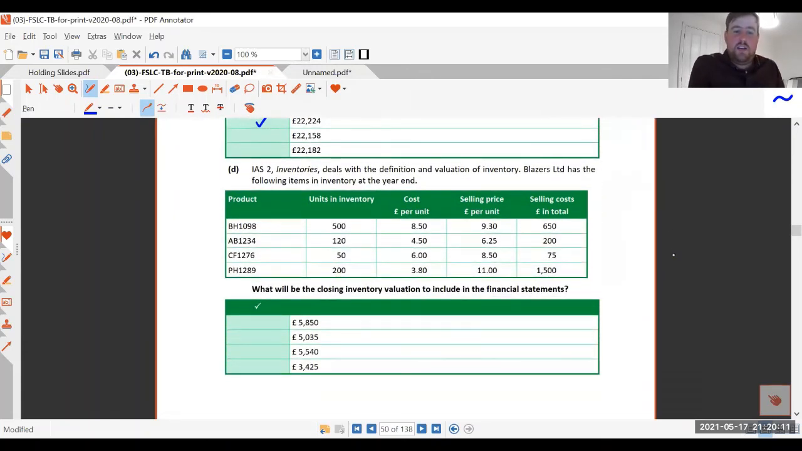Quick one here on inventories. What's the rule when it comes to inventories? What is it we need to remember? Lower of cost or net realizable value. And Hannah saying tackle it on a line by line basis. Perfect. Yeah, couldn't have put it better myself.